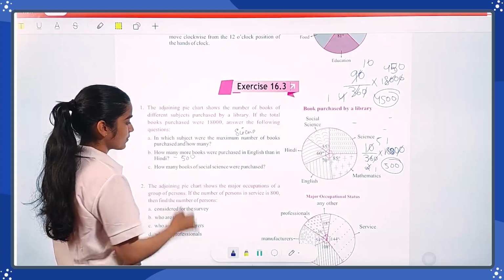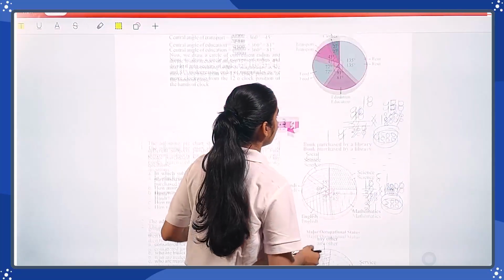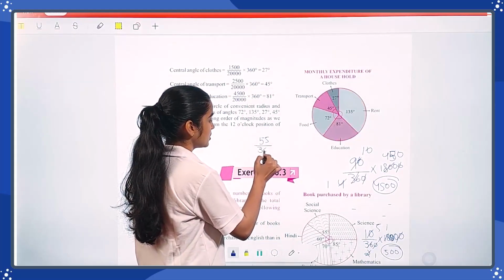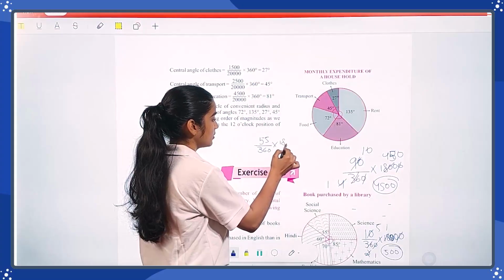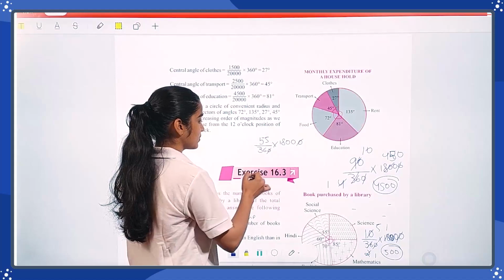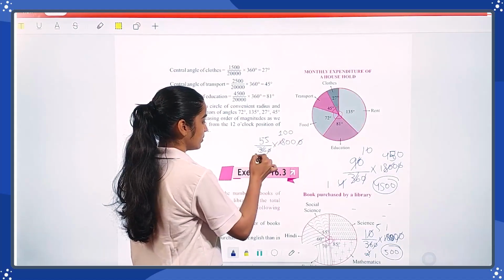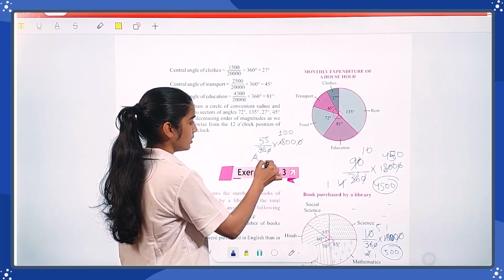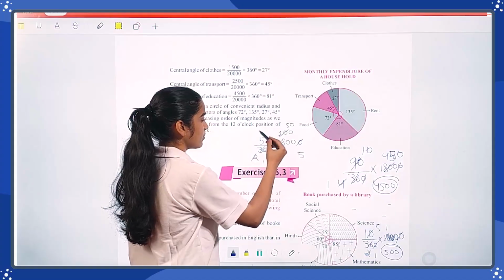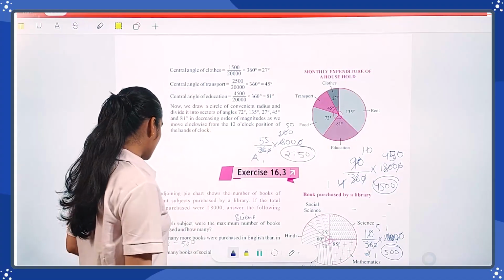Now how many books of social science were purchased? Social science we have 55. So 55 upon 360 multiplied by 18,000. 0 is cancelled out with 0. Here we have 2. Here we have 100 and 1. And here we have 50. 5 multiplied by 25, 2. 5 multiplied by 25, 2, 7. So 2750 is our answer.